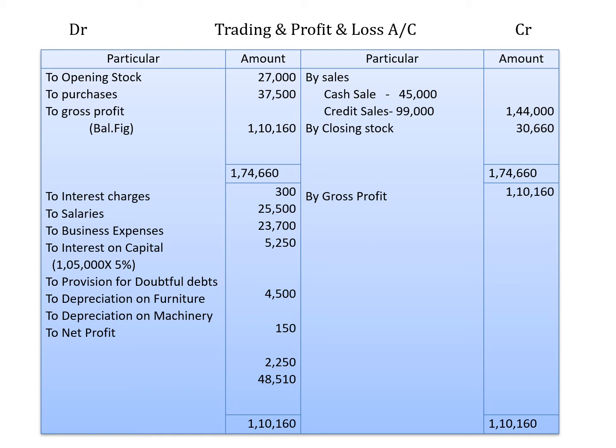Now let us see how to prepare the trading and profit and loss account. So this we have discussed in the previous sessions, the format of trading and PL account and various items to be recorded here. Let us see how this works out for this question. So first we start with opening stock. So this is trading as well as P&L account. So we record all the direct expenses towards trading account and indirect towards PL account. Now we start the trading account with opening stock. So to opening stock 27,000.